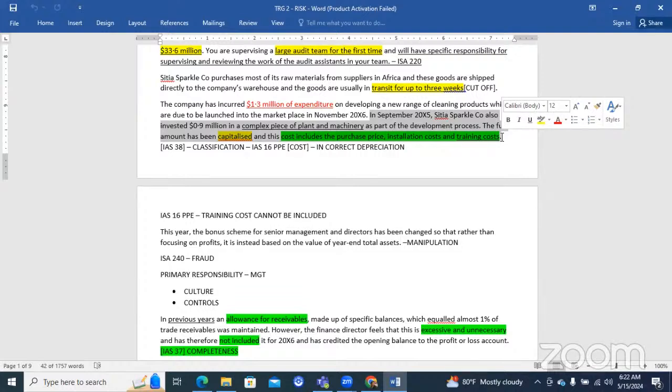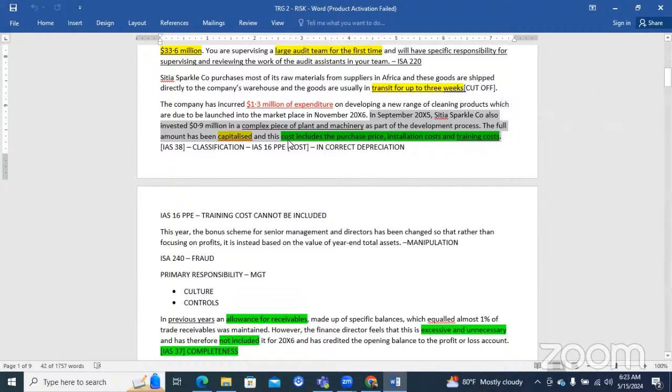But IAS 16 Property, Plant and Equipment clearly says what is cost. What is cost? The purchase price of the asset, any cost incurred to bring the asset to its present condition and make it workable, and the present value of the expected dismantling cost. These are the three components of cost. But try to understand.